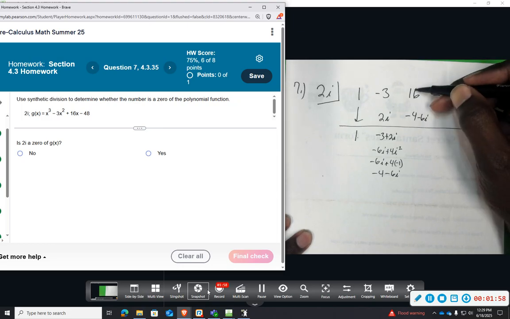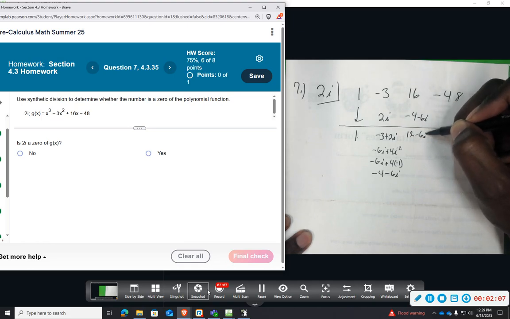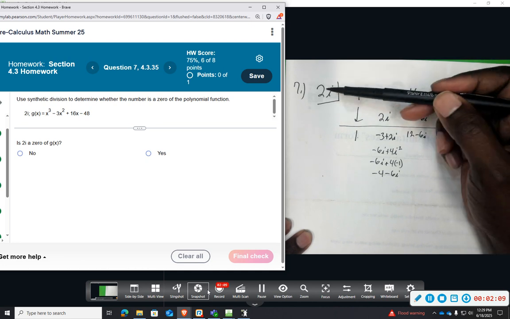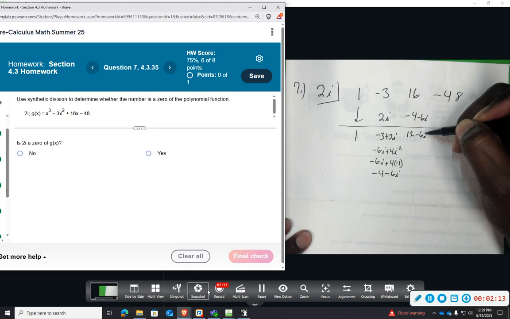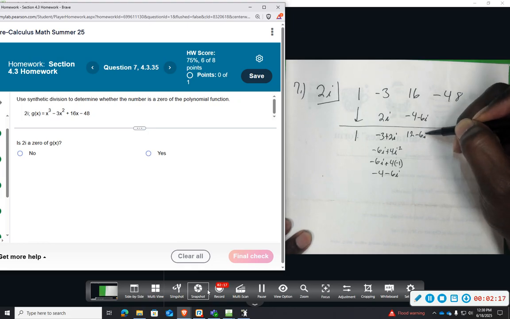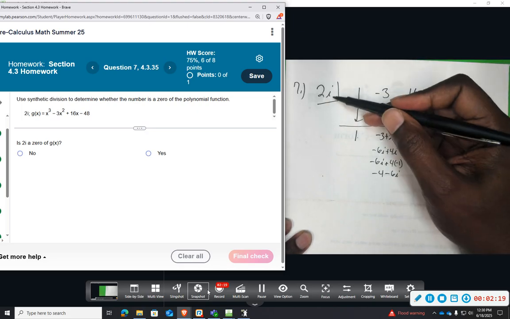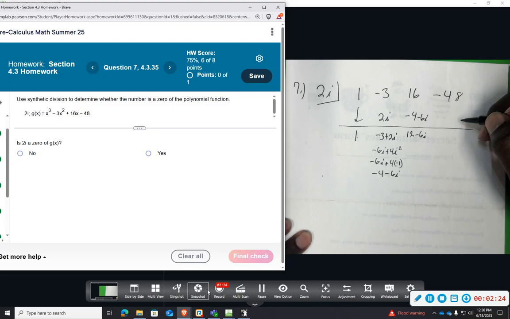Okay, so the 16 and the 4, we're going to subtract their like terms. That's going to give us 12, and then minus 6i. And then when I do it one more time, 2i times the 12 minus 6i. So the 2i and the 12 will give me 24i. So I'm going to go ahead and write that. 24i.